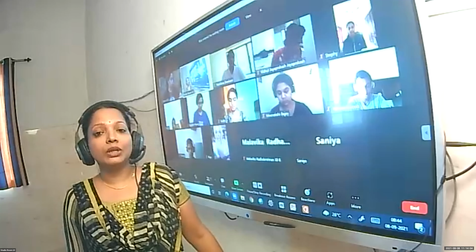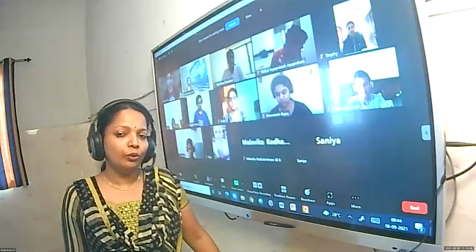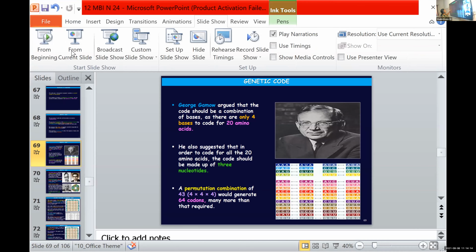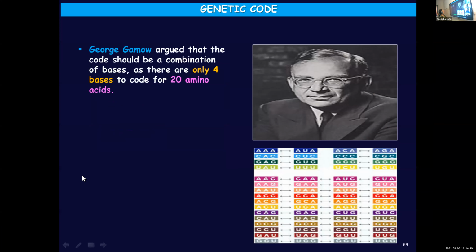Before we proceed to the next process, that is translation, you're going to learn about genetic code, because only if you have understood what is genetic code, you'll be able to follow translation. George Gamow argued that the code should be a combination of bases, as there are only 4 bases to code for 20 amino acids.